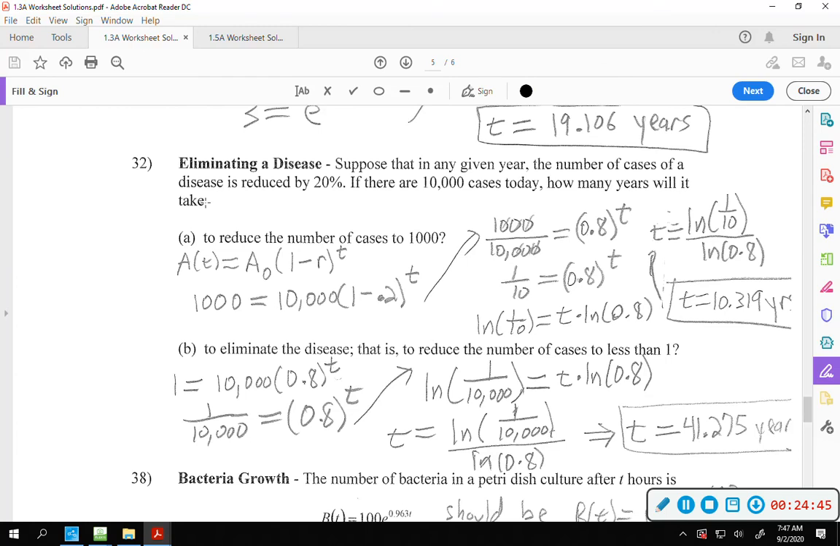32, eliminating a disease for the future medical people out there. These are great cases, especially at some of the things that we're talking about recently.